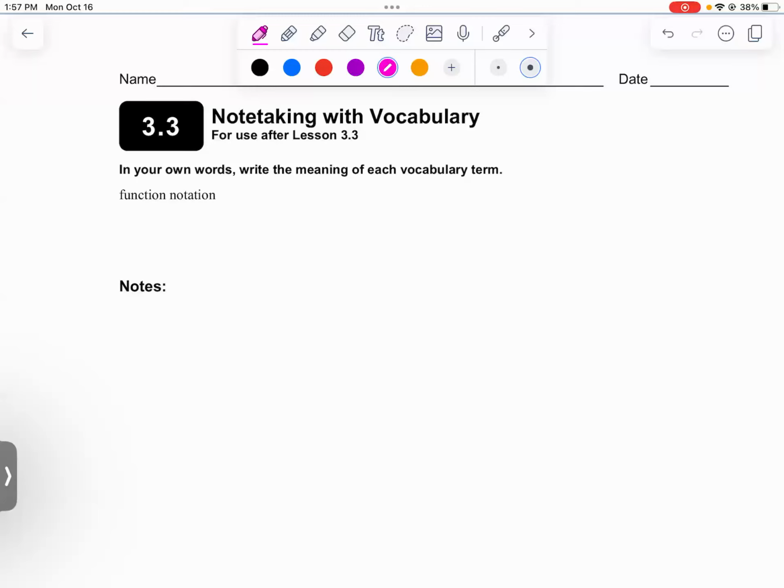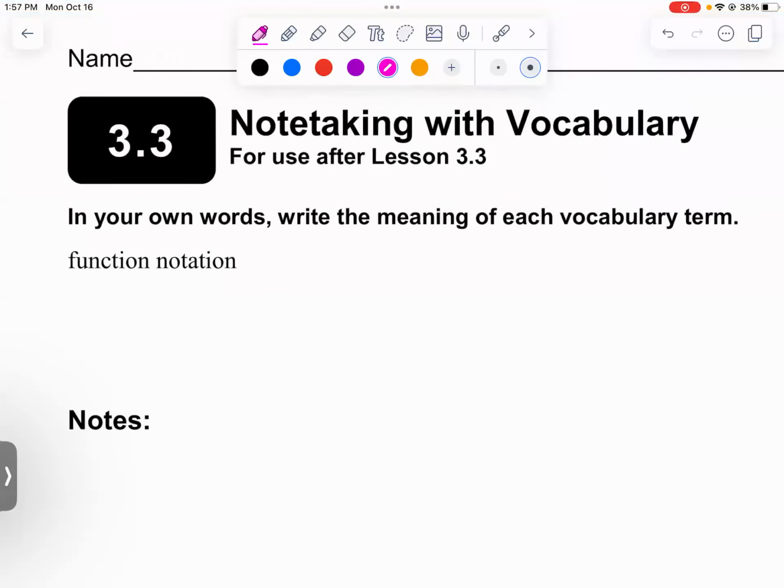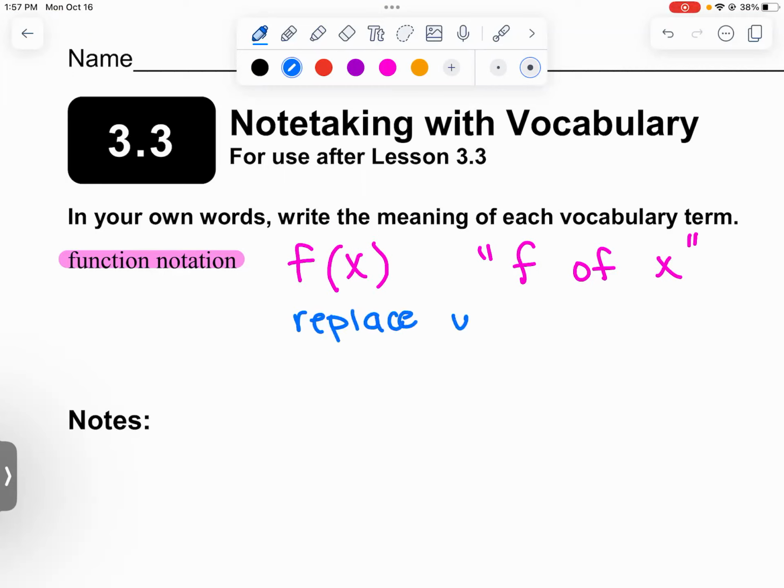So here's the deal. We're going to talk about something called function notation. Okay. What is function notation? Function notation is this right here, and we read it as f of x. Okay. F of x is going to replace y.